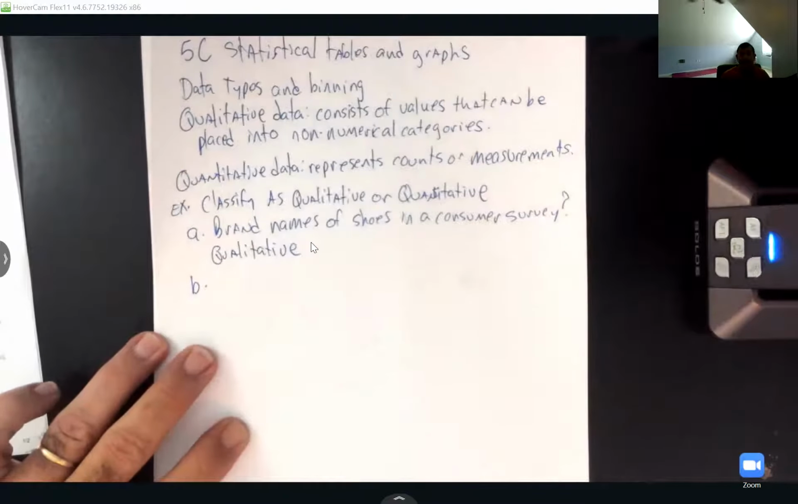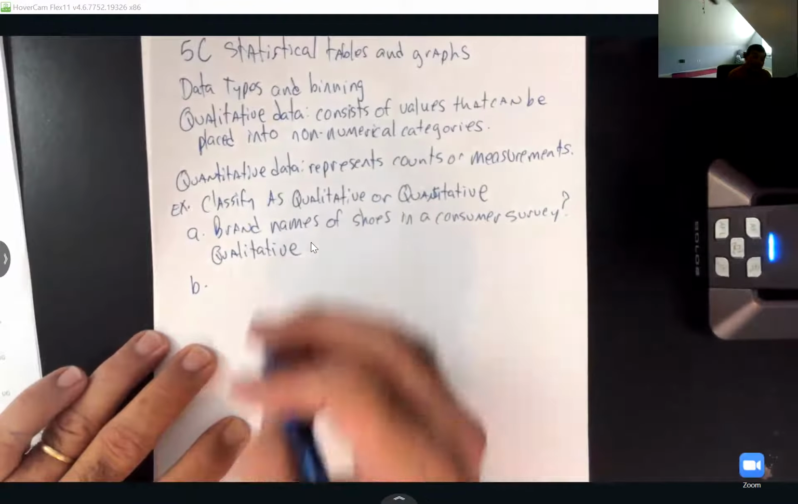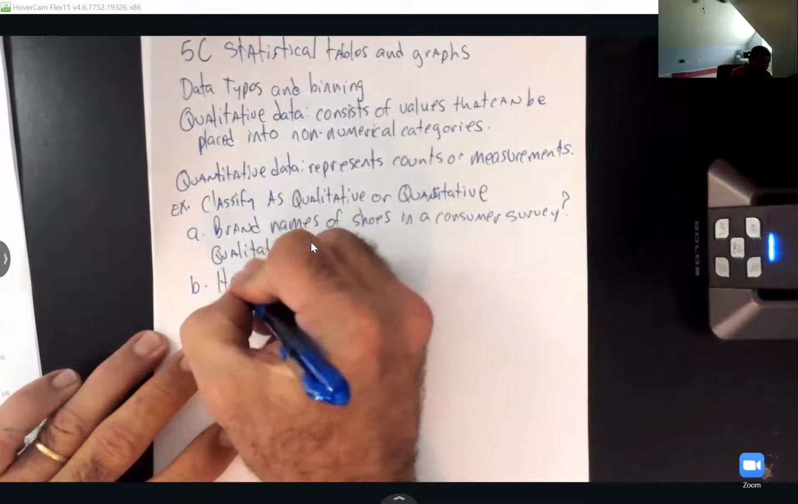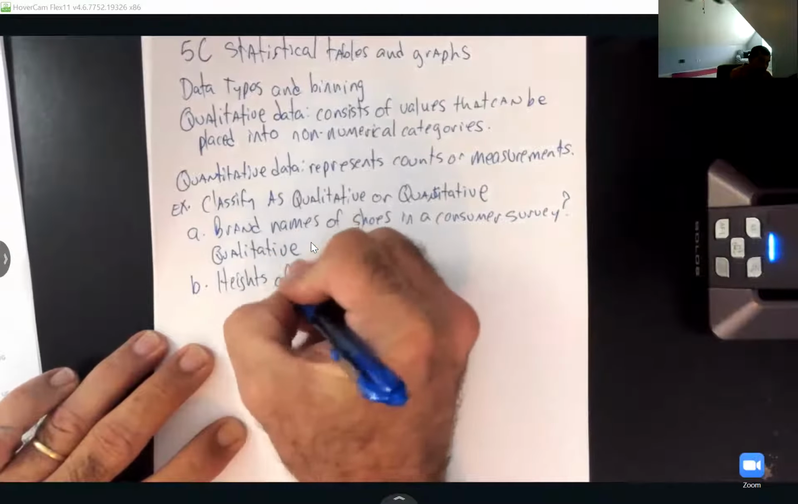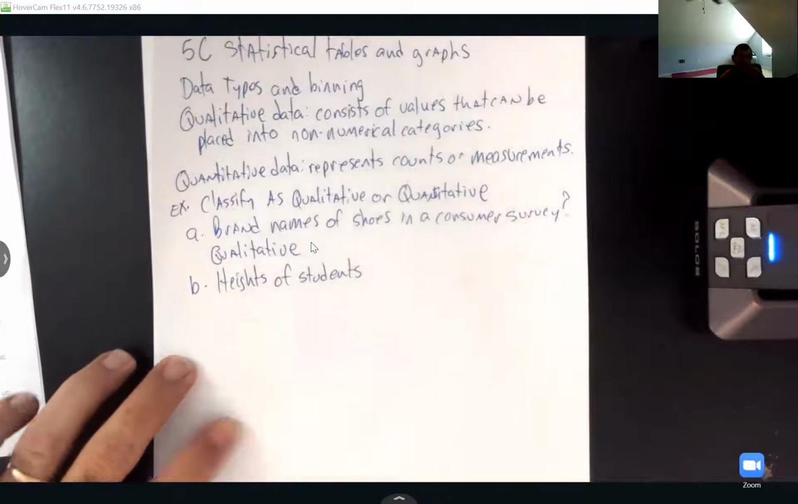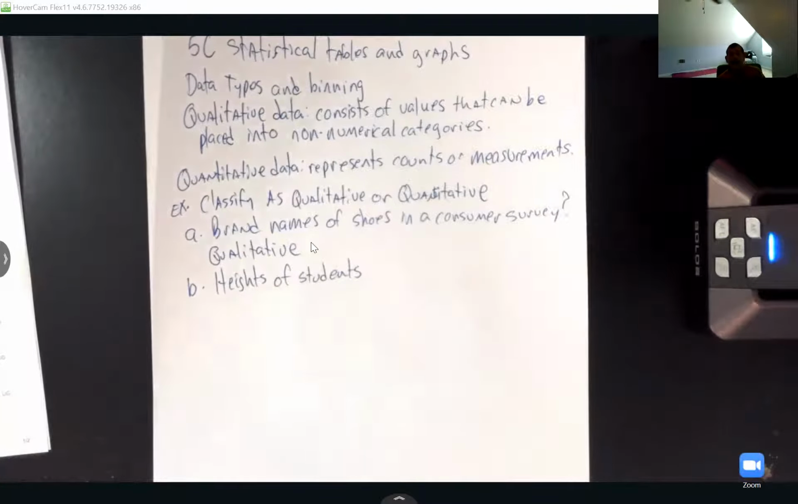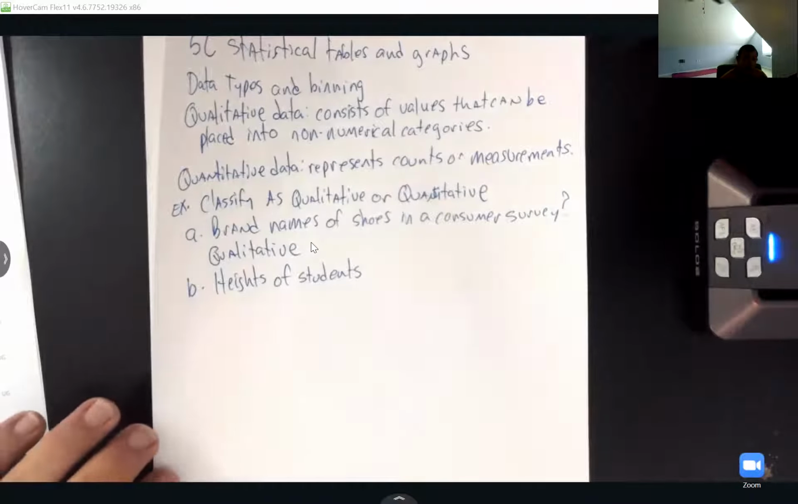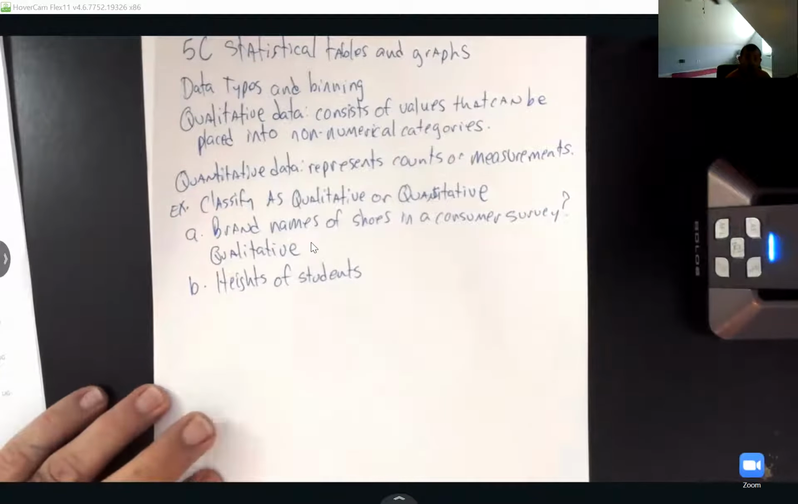So let's see what B has. B has the heights of students. Heights of students is a type of measurement. So since that's a type of measurement, we're going to call that one quantitative.